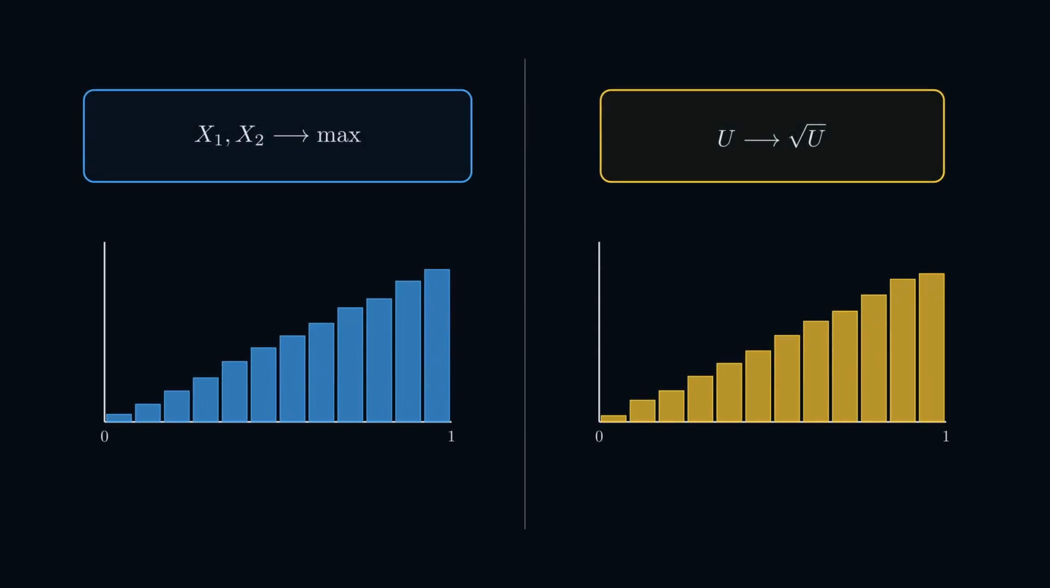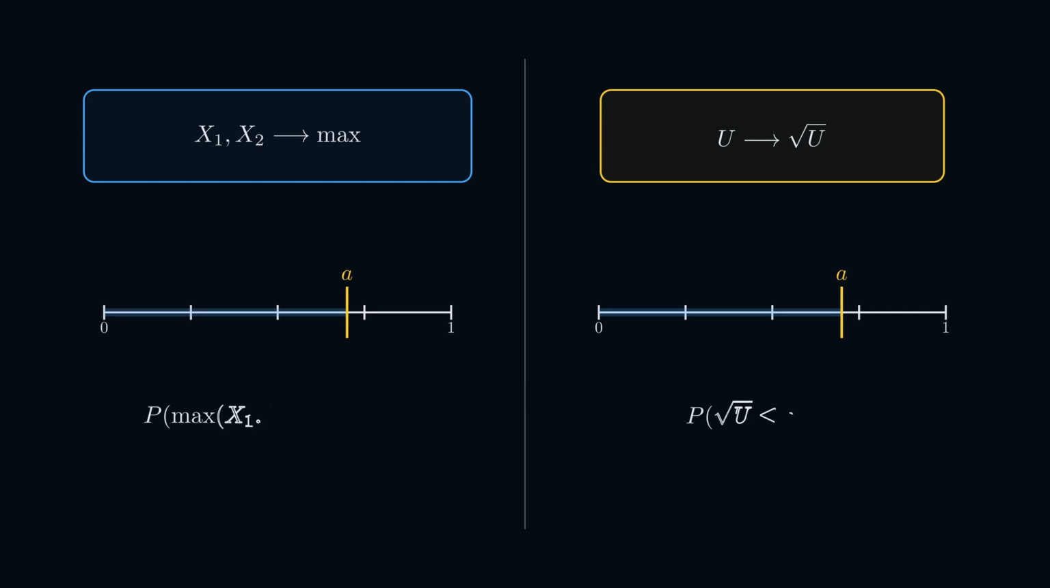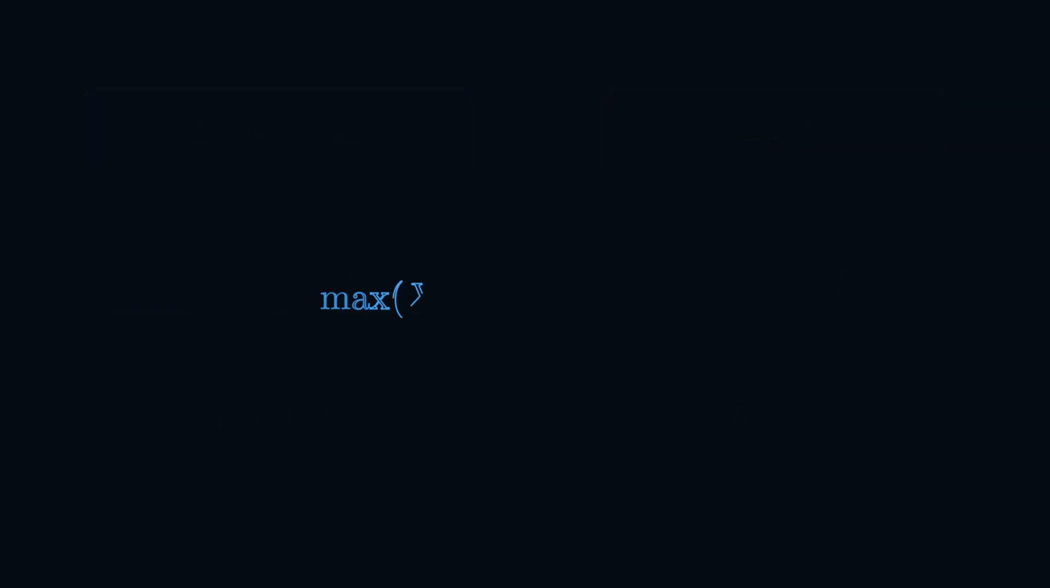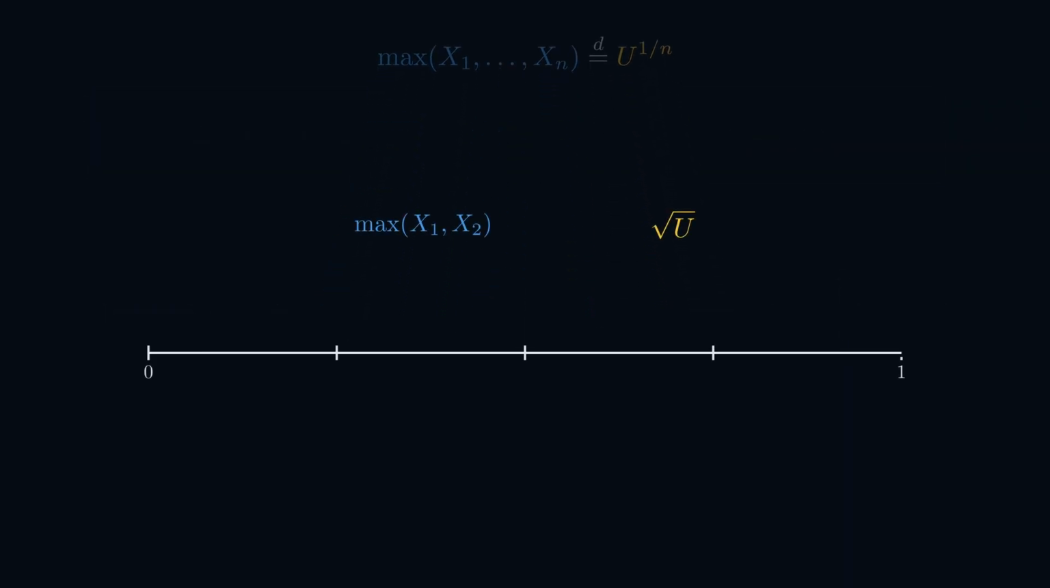Taking the maximum and taking a root seem like completely unrelated operations. One compares several random numbers, the other transforms just one. But if you ask how likely either process is to land below any particular value, they always give the same answer. That's enough to make the distributions identical. The same idea works for any number of random values, and I think that's the interesting part. Two random processes can look completely different, but still behave exactly the same.